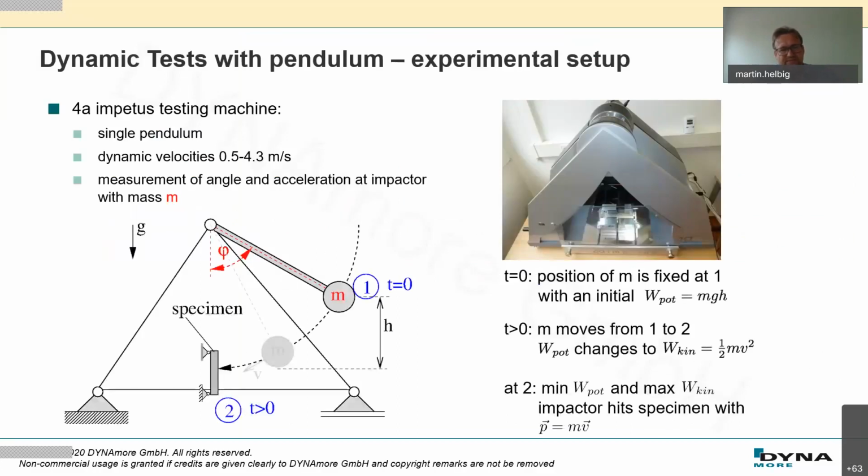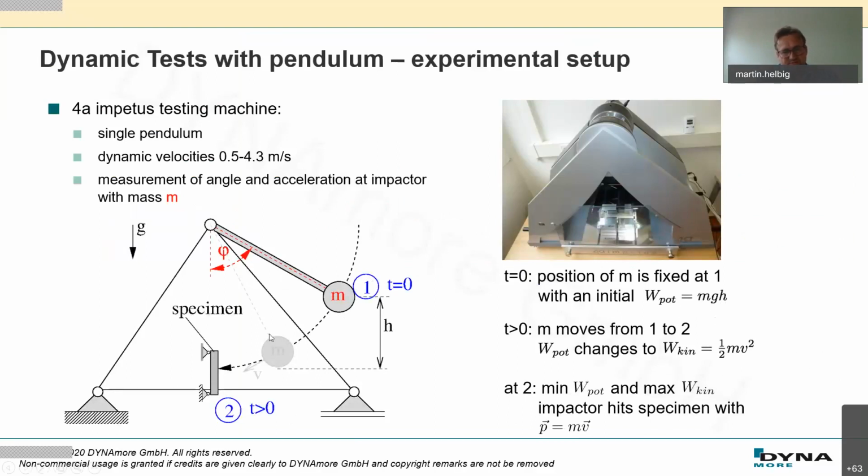What we are doing here for testing is we use our pendulum. We can have some dynamic velocities here from 0.5 up to 4.3 meters per second. This is the pendulum arm here. There's a mass on it. We can change this mass to get more impulse to our specimen. Here is the specimen fixed.